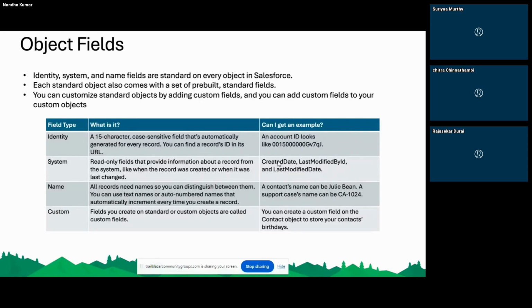Created Date is used to identify when this particular record was created, Last Modified By identifies which user last modified this record, and Last Modified Date identifies when the record was modified. And the Name field we created, right? Initially when you create an object, a Name field is created. In our case, you have seen that it is student name. That is the Name field, and other custom fields we can create according to our business requirements.